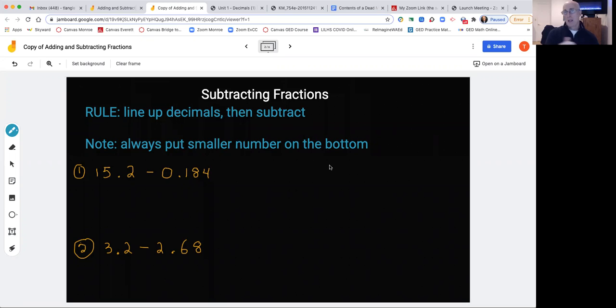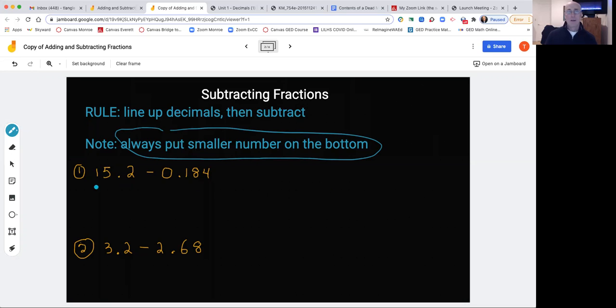All right. Subtracting fractions, there's a rule. It's the same as adding. Line up your decimals and then subtract. There is a little note here that I've added to it though. You want to always put the smaller number on the bottom. That's really important, because otherwise it's harder to subtract something bigger from something smaller. It becomes all messed up.